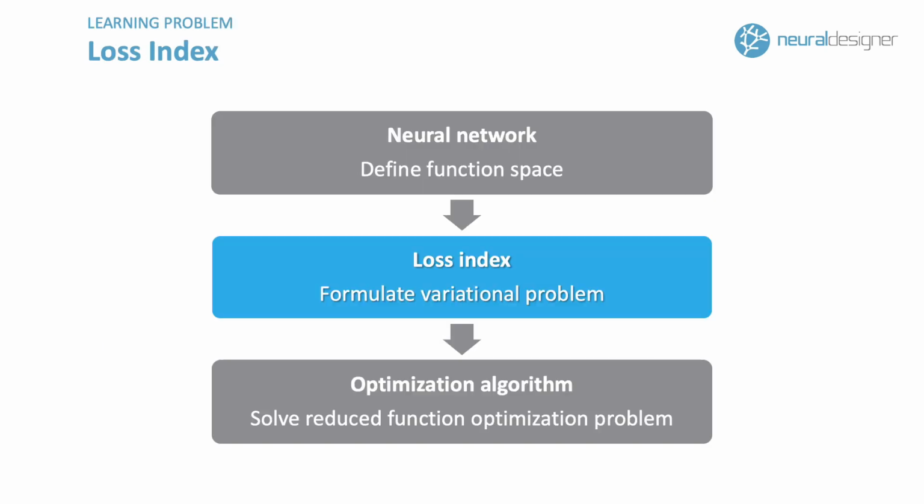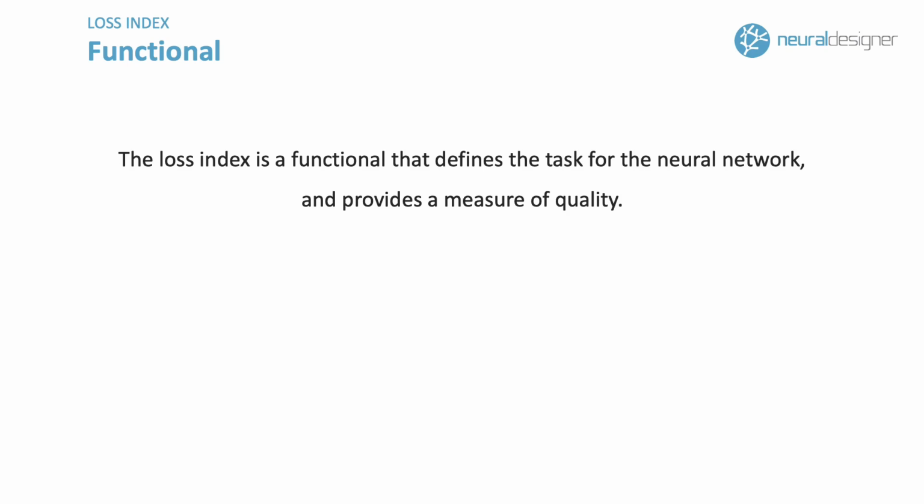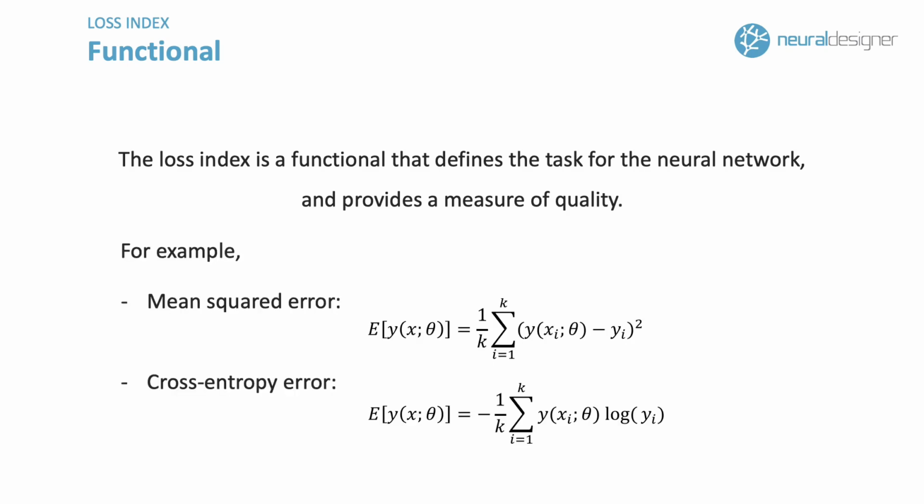Next, we have the loss index. The loss index is a functional that defines the tasks for the neural network and provides the measure of quality. The choice of the functional depends on the application of the neural network. Some examples are the mean squared error or the cross entropy error. In both these cases, we have a dataset with k points, x_i, y_i, and we are looking for a function y that will fit them.